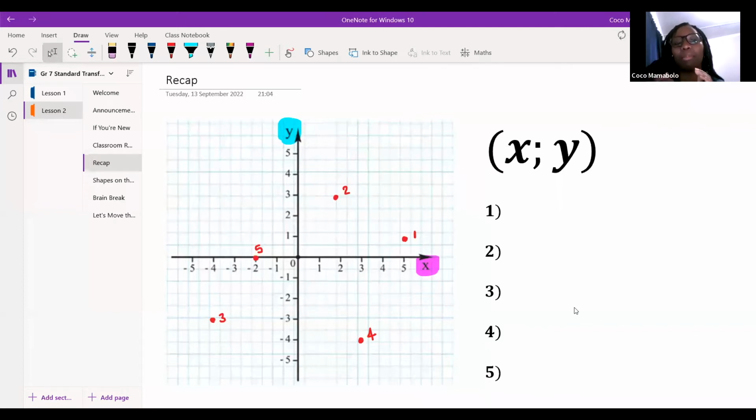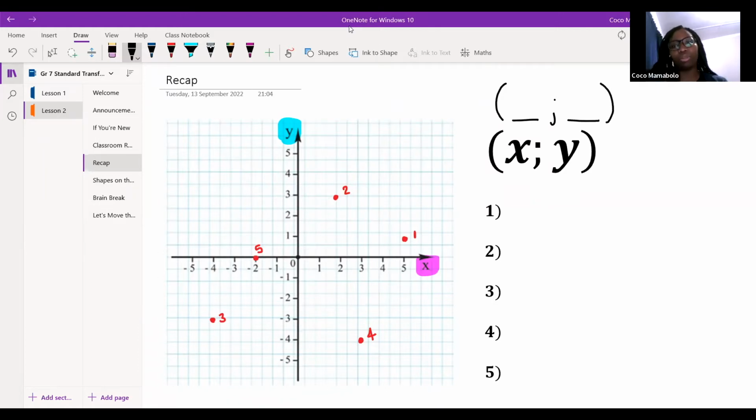Excellent. And do you remember how we have to write it? What do we need to write first? We open brackets. Then we write the X number, semicolon, and then we write the Y number, and we close brackets. We always need to remember to do that.